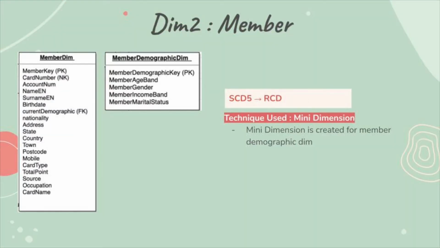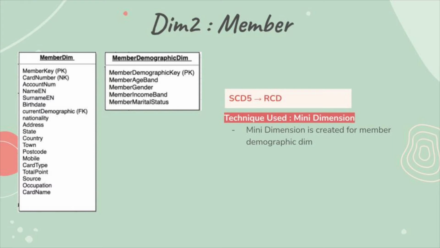The second dimension is the member dimension. This dimension stores member profile and their card type information. We decided to use SCD5 for this dimension since member demographic information such as age band, gender, and income band could change rapidly.